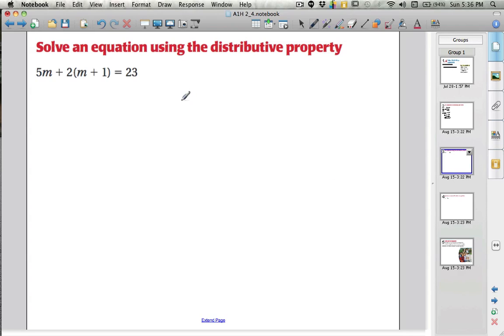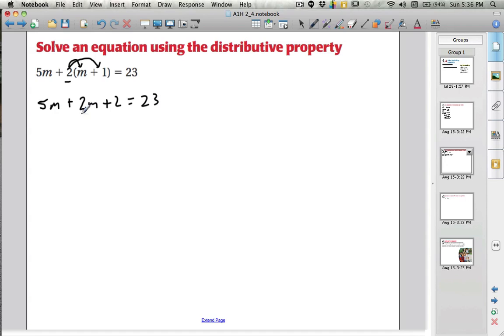Now let's take a look at another problem. This is where the distributive property comes in, and you see here I've got this number 2 times a binomial. If I'm going to use the distributive property, I have to multiply the 2 times the m, but I also have to multiply it times the 1. So when I distribute the 2, I'll get 5m plus 2 times m is 2m, and 2 times 1 is 2, equals 23.